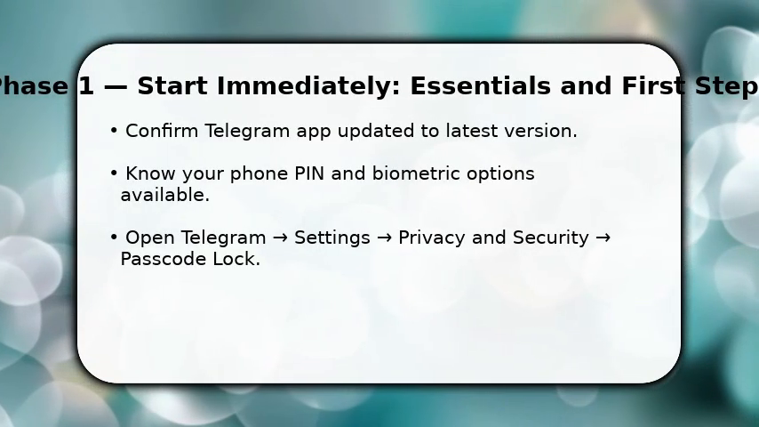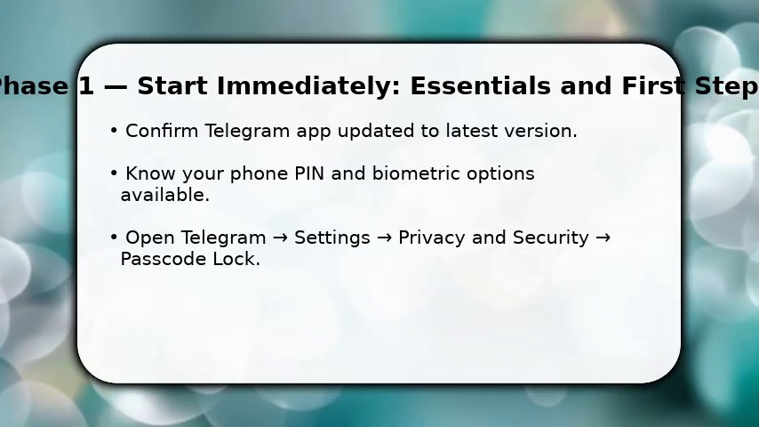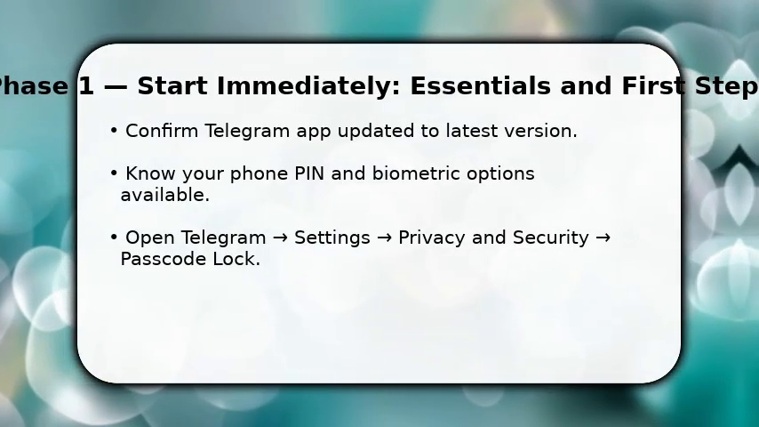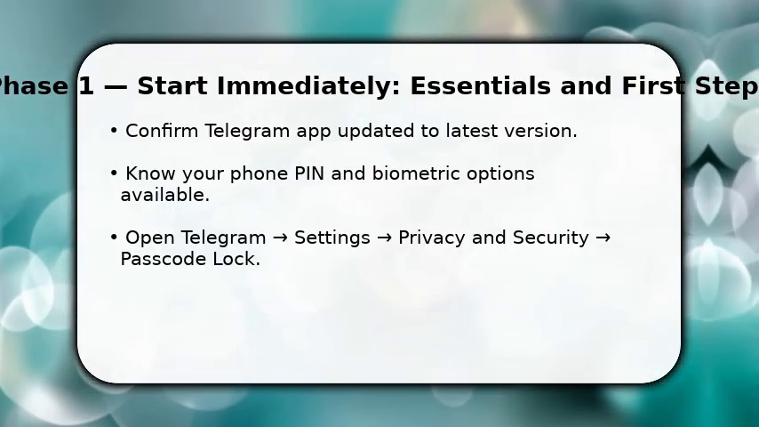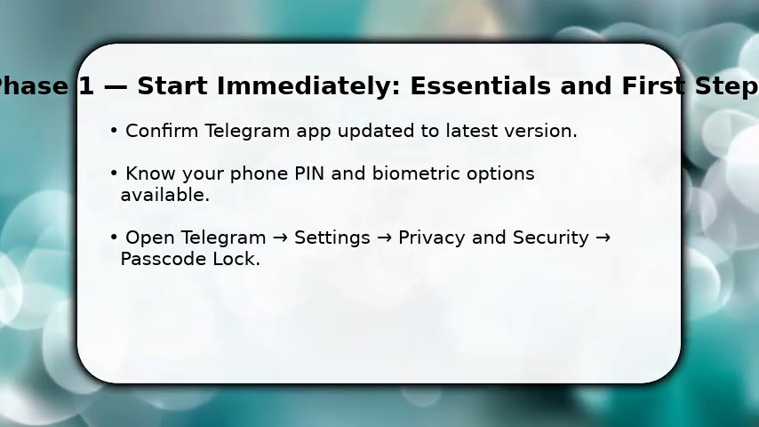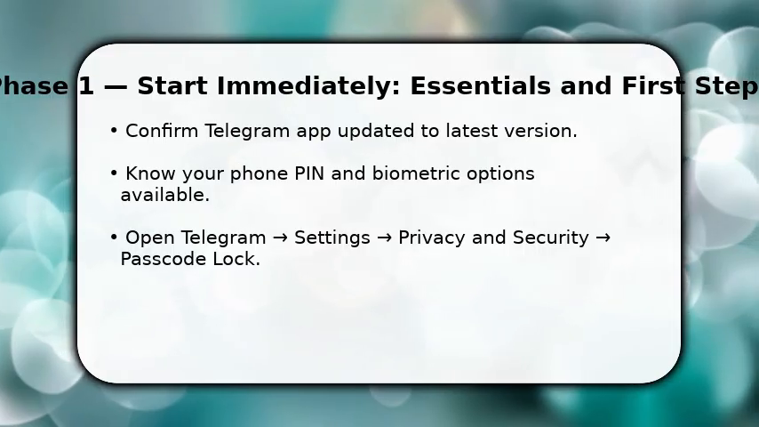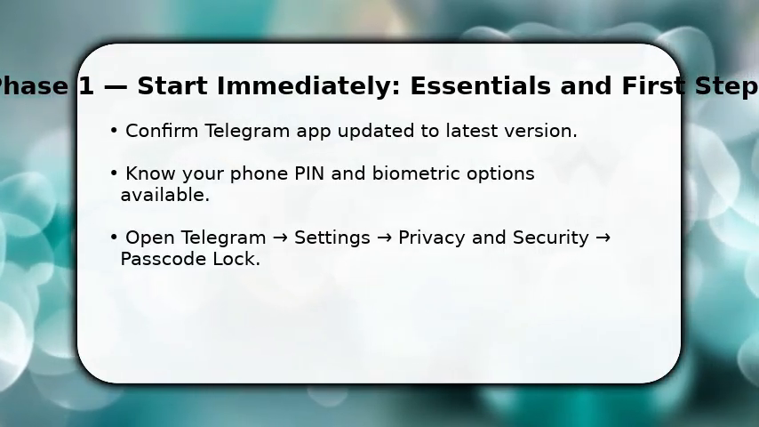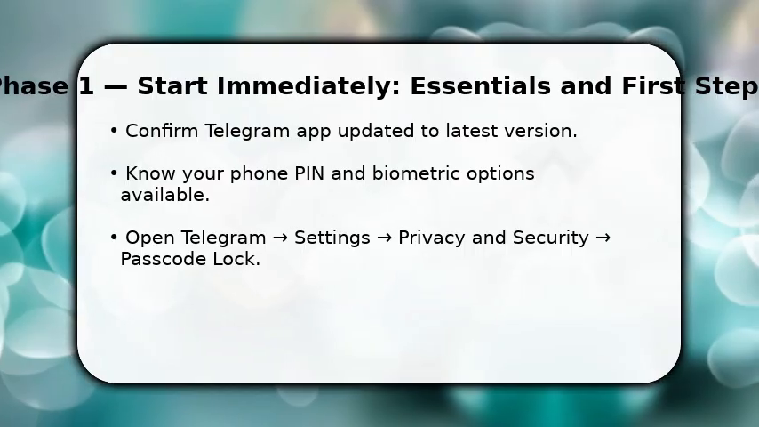You begin by opening Telegram and going straight to Settings, Privacy and Security. Once there, tap Passcode Lock to see the current state. If a passcode is already set, you will be prompted to enter it. Do that now. If not, choose Enable Passcode and decide between numeric PIN or biometric unlock where supported.